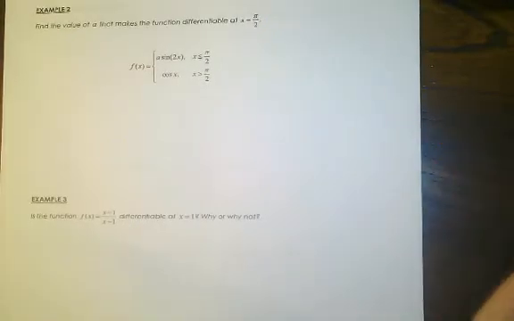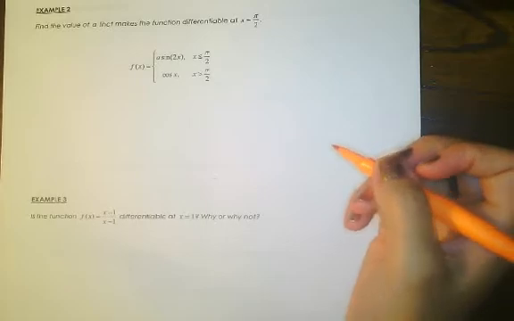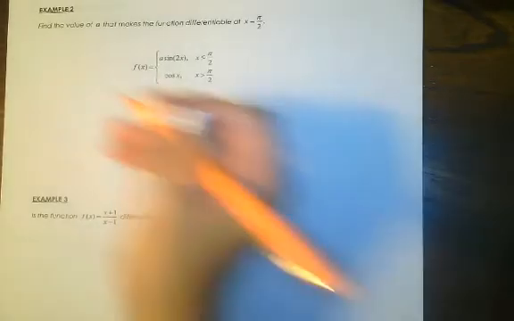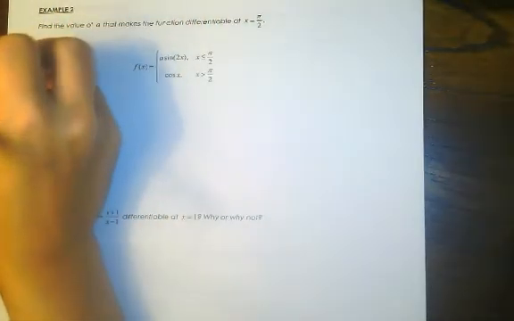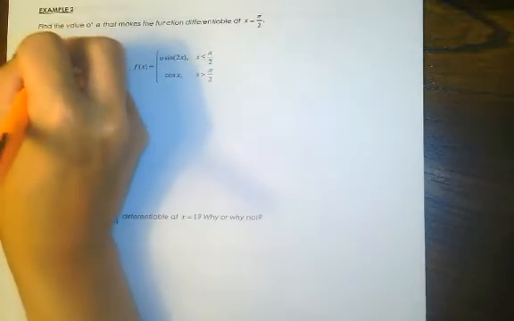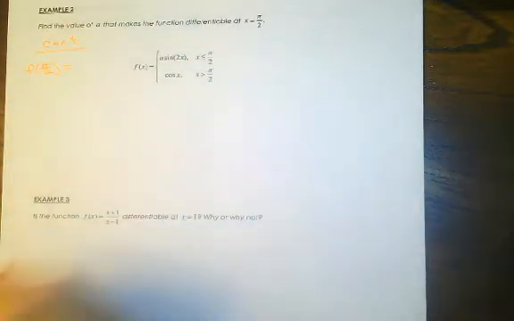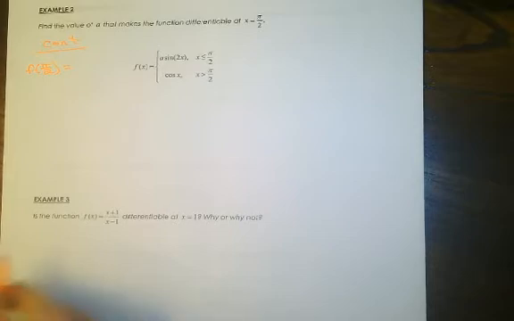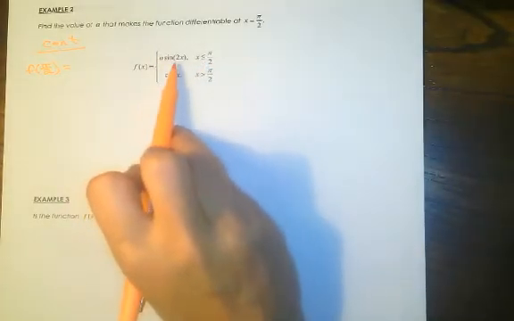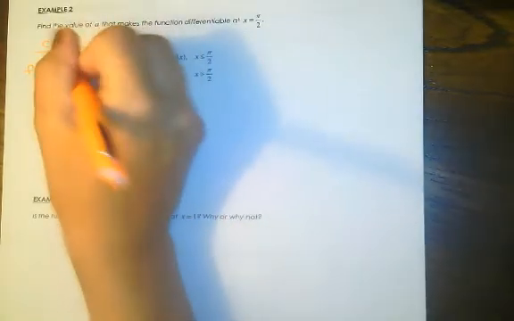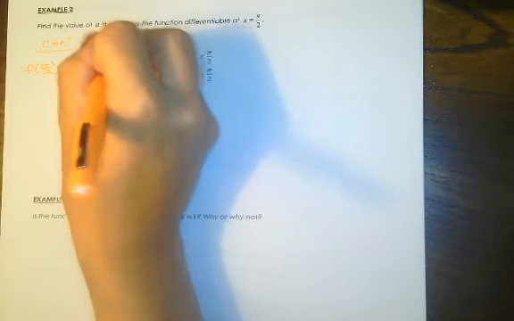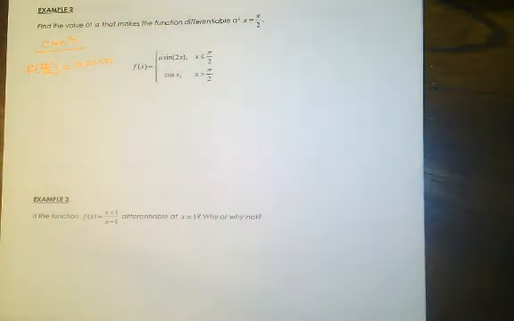Find the value of a that makes the function differentiable at x equals pi over 2. Again, this setup should be pretty familiar. We did something similar with continuity. So what I'm going to do is first check the continuity. This time we want f of pi over 2 to exist. So when I plug in pi over 2 for the x value, remember 2 times pi over 2 is just pi, so you get a times the sine of pi. Well, the sine of pi is 0, so I just get 0.